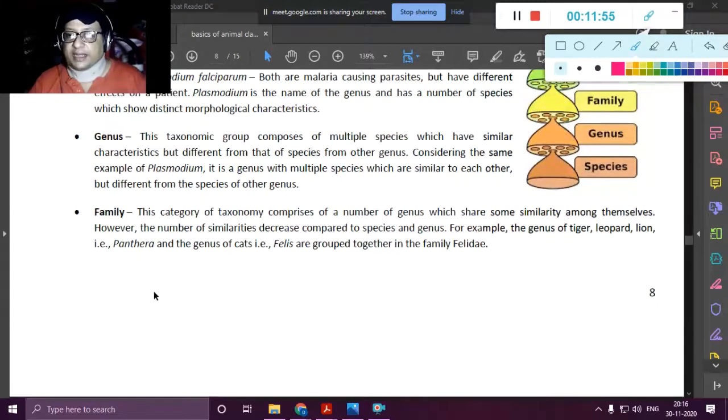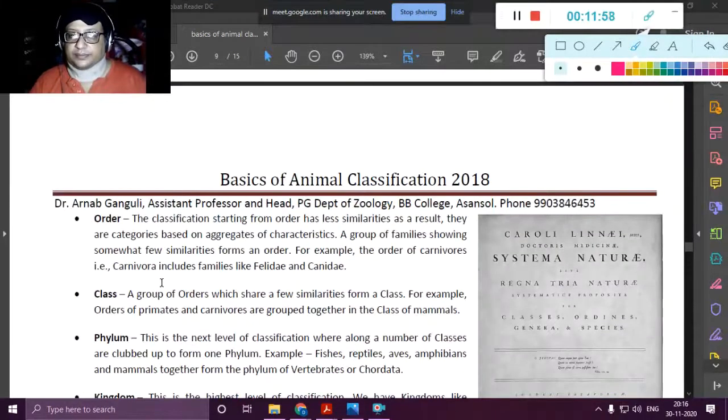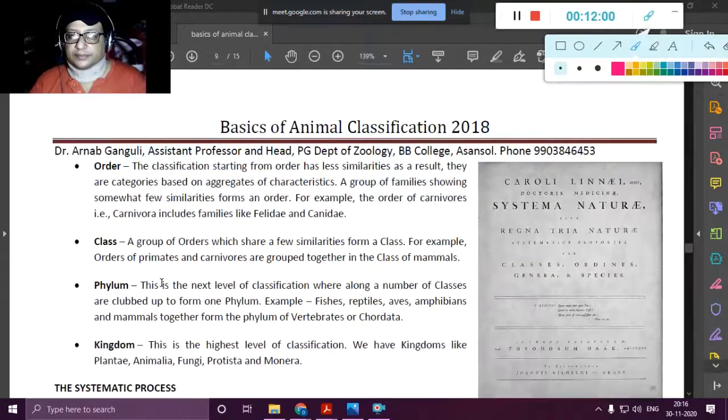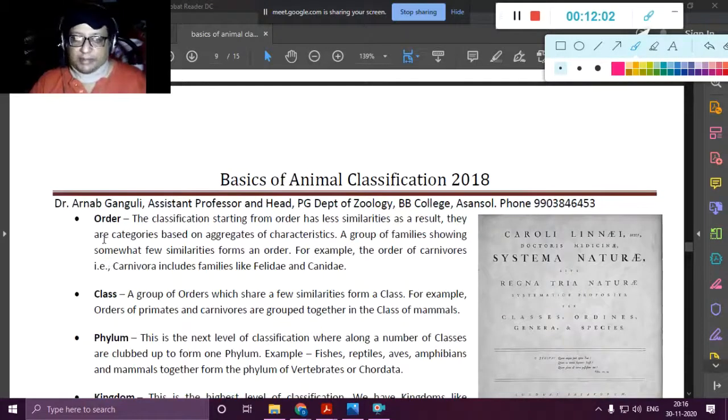After family comes, or rather above it, order. The classification starting from order has fewer similarities. The most similarities are in species, followed by genus. In family, you have even fewer similarities. In order, even fewer similarities.